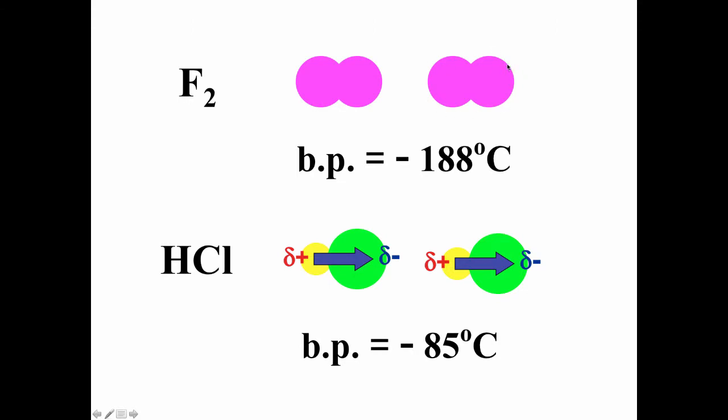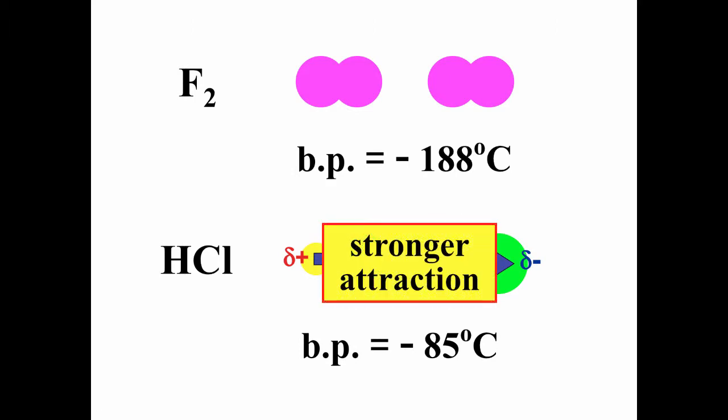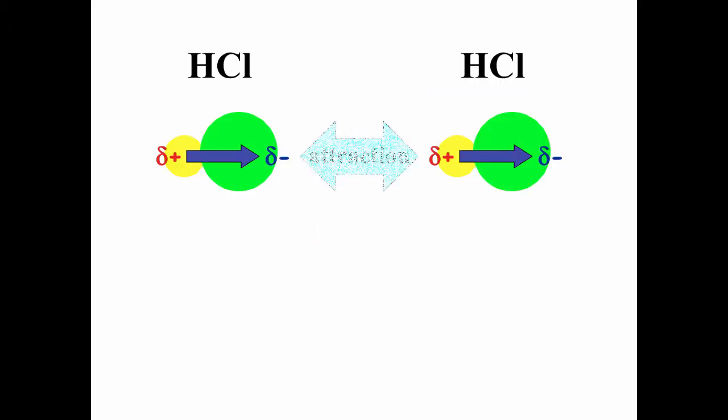So if we compare fluorine to HCl, what we note is fluorine has a nonpolar molecule and another nonpolar molecule, and the attraction between those two is not very strong. But HCl has a polar molecule, and if it's near another polar molecule, the negative end on this molecule attracts the more positive end on a nearby molecule, and that attraction is quite a bit stronger than for F2, and as a consequence, HCl has a higher boiling point.